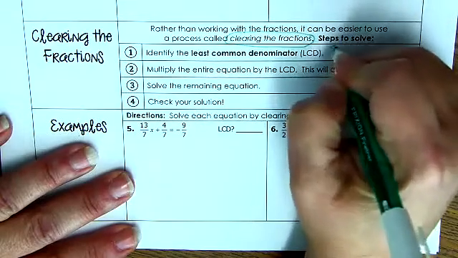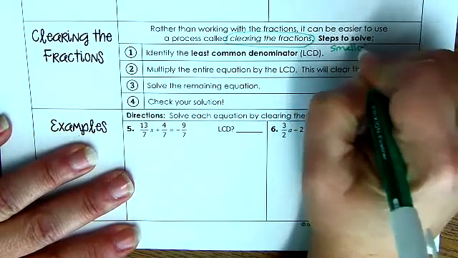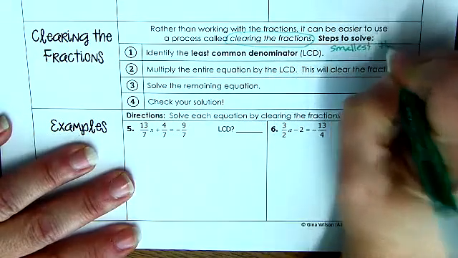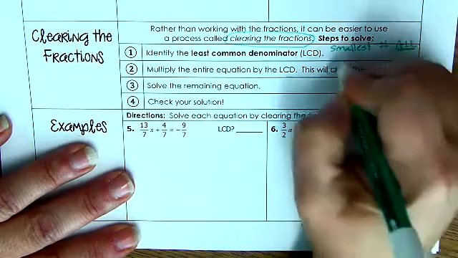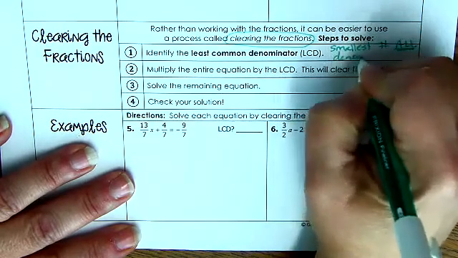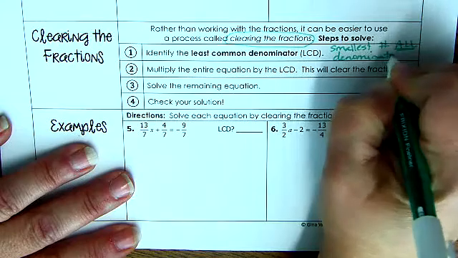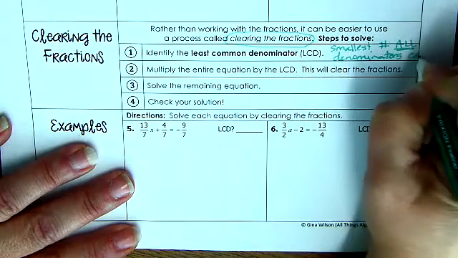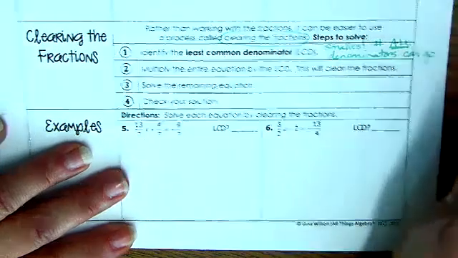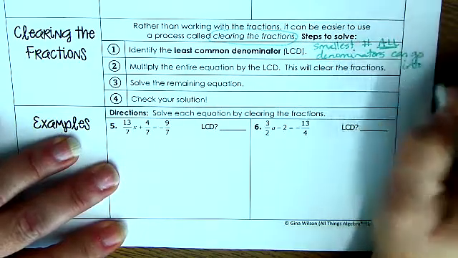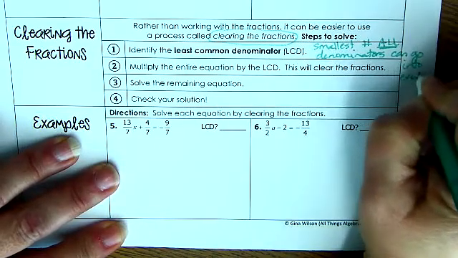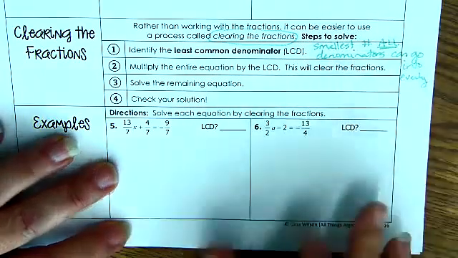Okay, that's the smallest number all denominators can go into evenly. Some of you may not need that explanation.